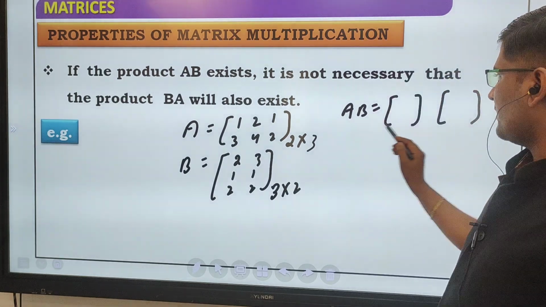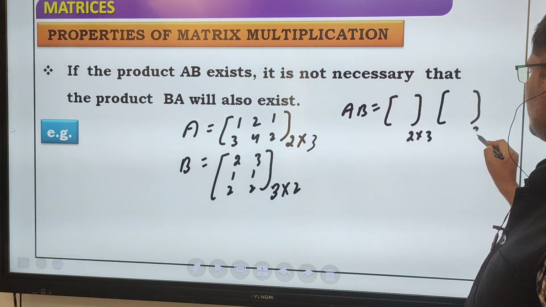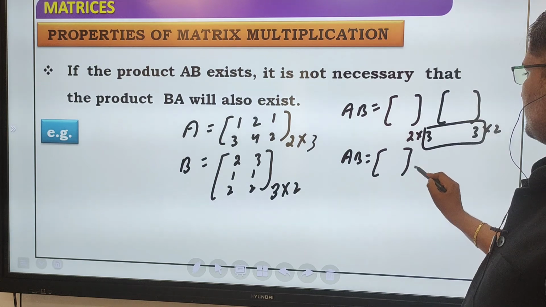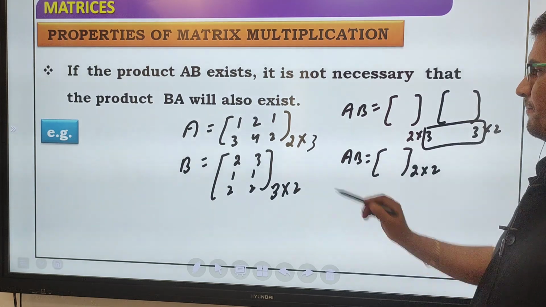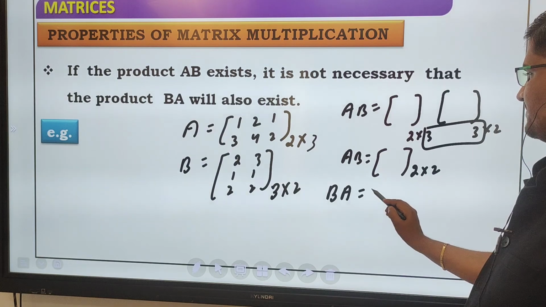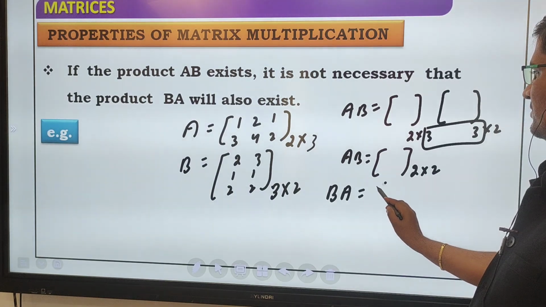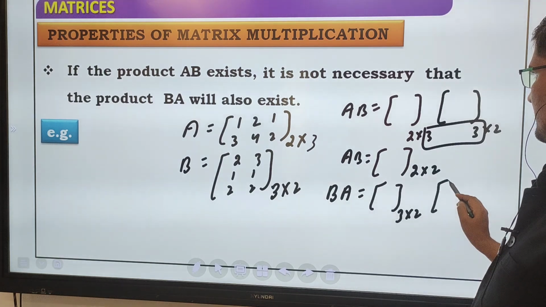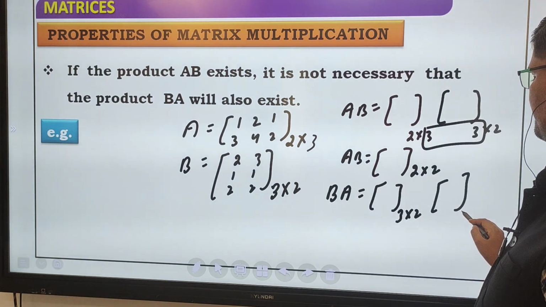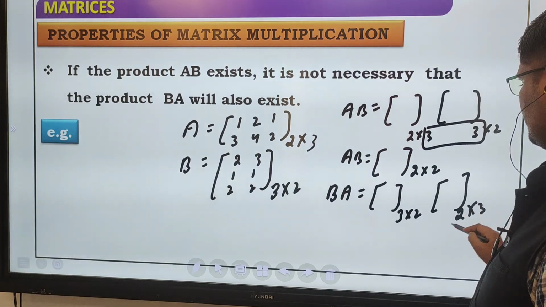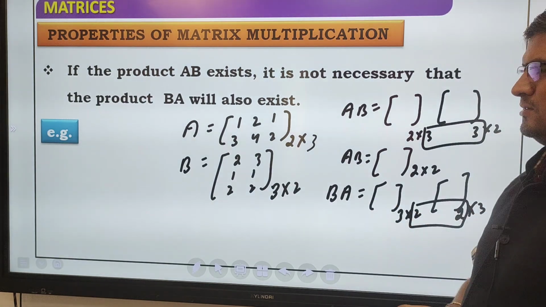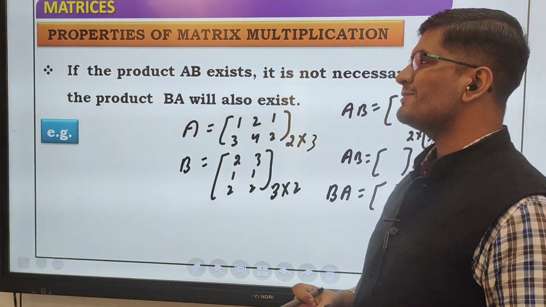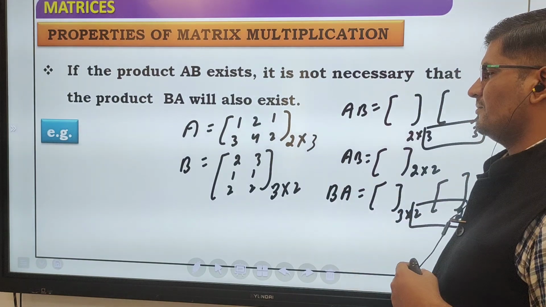How? Number of columns in A is 3 and number of rows in B is 3. So the answer will be of order 2 by 2. But suppose you are writing BA. Yes or no? So B will be 3 by 2 and A will be 2 by 3. So here also multiplication is possible, but sometimes it is also not possible.